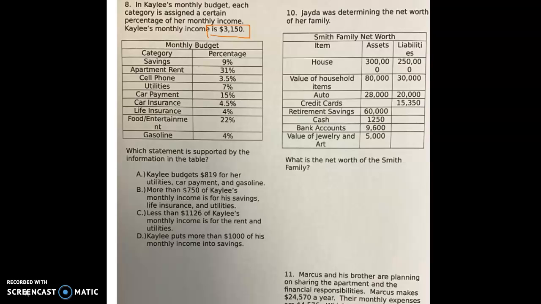But let's look at the bottom first, right? Let's see what the question's actually asking. Let's not go crazy here. What statement is supported by the information in the table? A. Kaylee budgets $819 for her utilities, car payment, and gasoline.